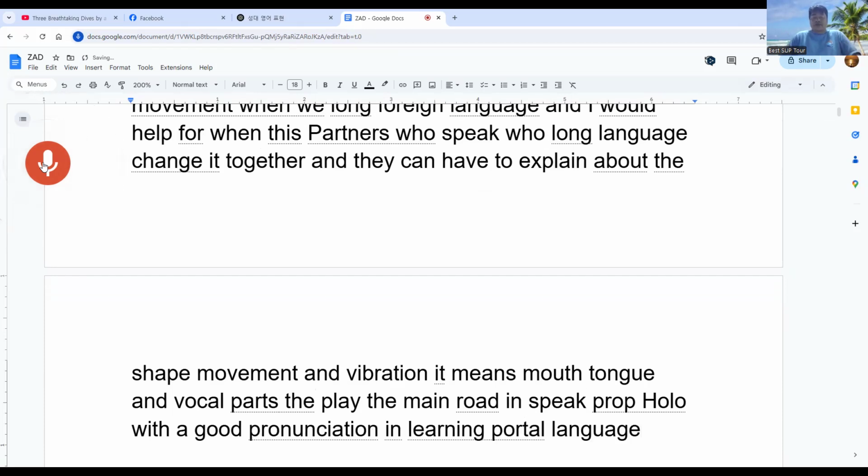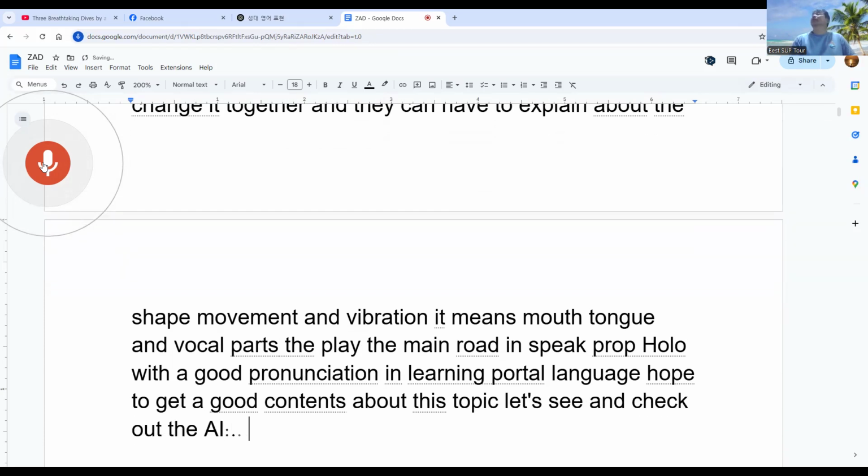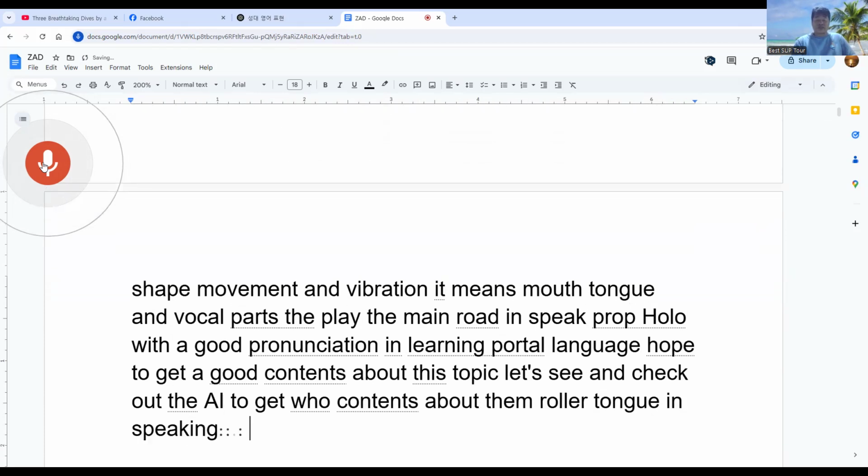I hope to get good content about this topic. Let's check out AI to get good content about the role of the tongue in speaking a foreign language.